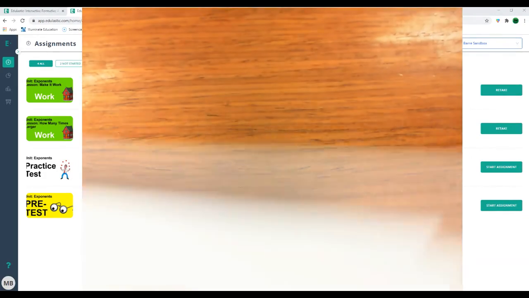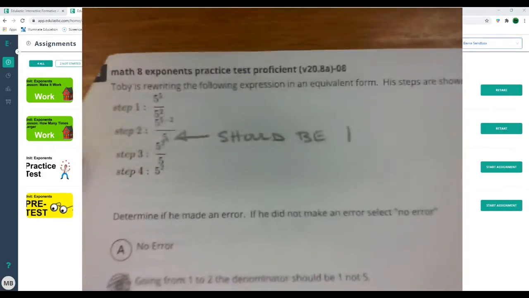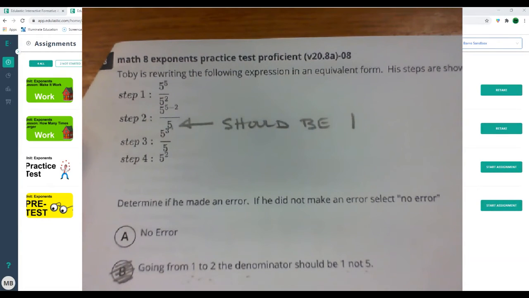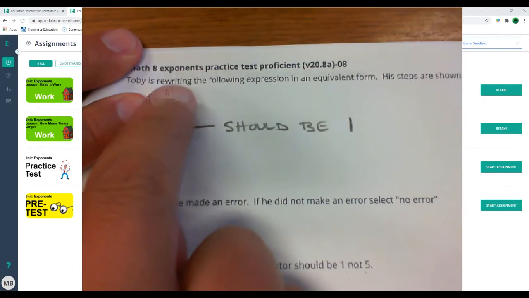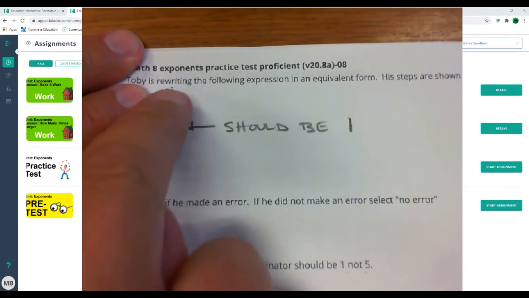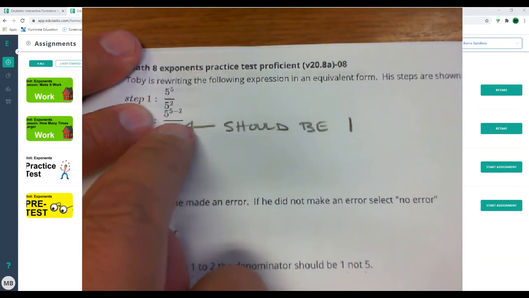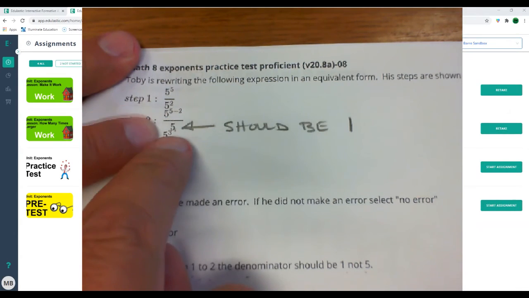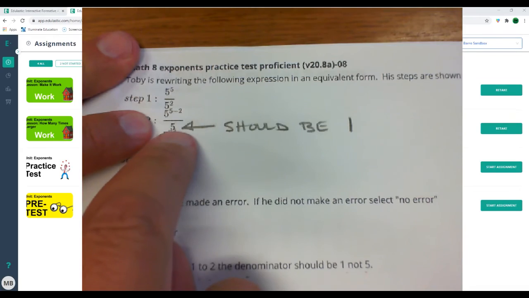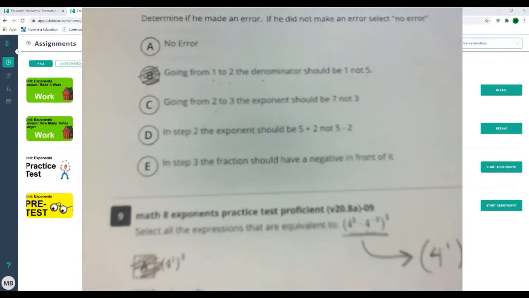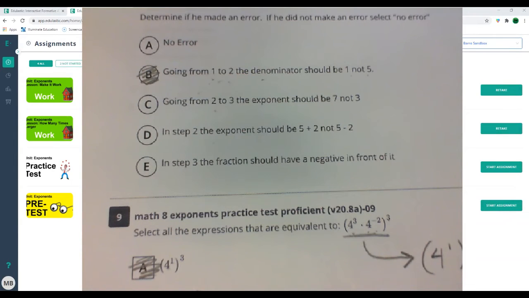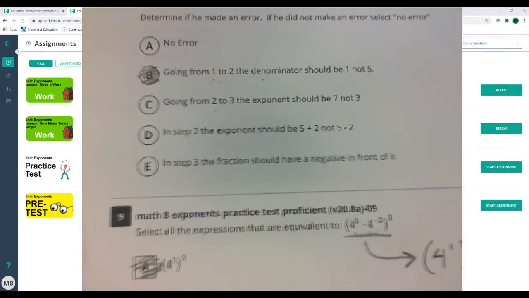Number 8. Toby is rewriting the following expression. Find his error. So right here he did 5 to the 5th over 5 to the 2nd. So he's going to subtract the exponents. So 5 minus 2 gives him 5 minus 2. But it should be over a 1 right here, not over a 5. As soon as you do that subtraction step, the denominator becomes a 1. So the error is right there. Going from 1 to 2, the denominator should be 1, not 5.